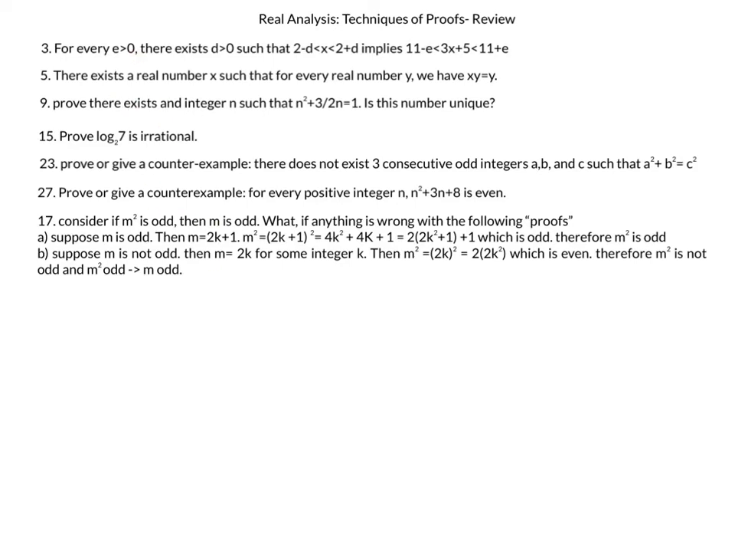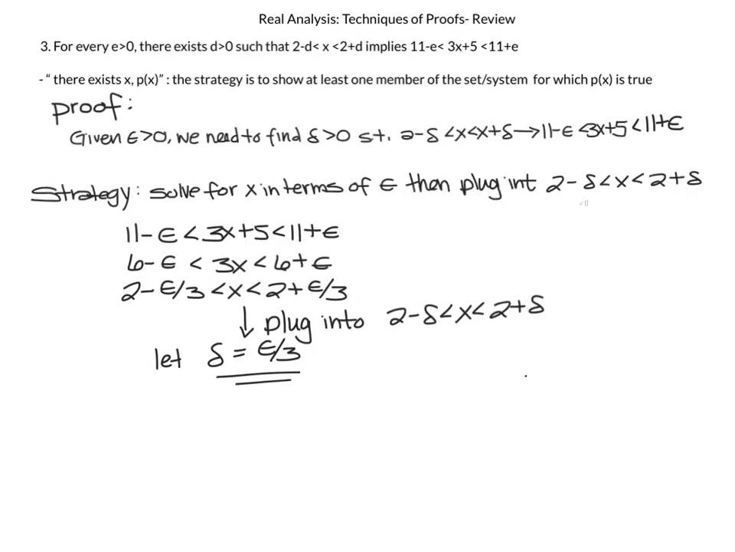Here I have a number of examples for you to try. Pause the video, give them a try, and then I have solutions which I'll give a brief discussion of each. For the first one, for every epsilon greater than 0, there exists delta greater than 0, such that x is between 2 minus delta and 2 plus delta implies that 3x plus 5 is between 11 minus epsilon and 11 plus epsilon. This example is very similar to one we had done previously, one that I said you might want to get used to because you're going to do stuff like this when you're doing limits later.